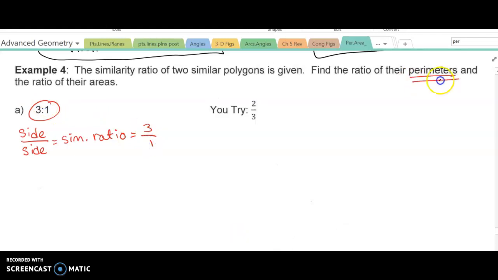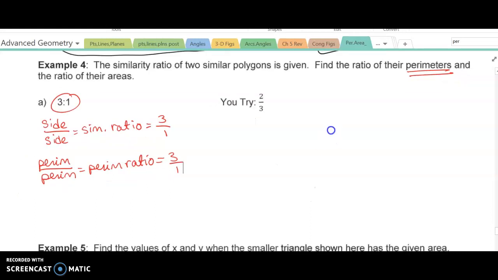And so the ratio of the perimeters, the perimeter ratio, is the same thing. There's nothing to calculate. It's also going to reduce to be 3 to 1, whatever those perimeters are. When you put them one over another and reduce it, it's going to be 3 to 1.